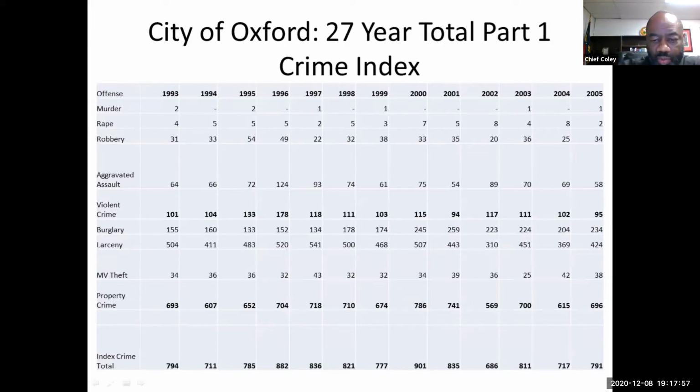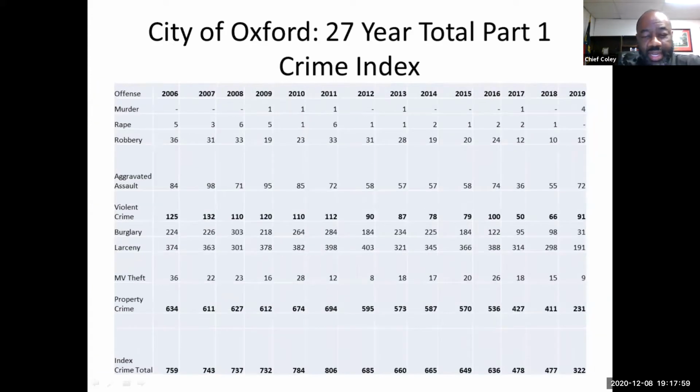We see where we are, we ebb and flow. And then as we continue into 2006, leading up to 2019, there again, we see our total crime index: 759, 743, 737, 732, 784, 806, 685, 660, 665, 649, 636, 478, 477, and 322.